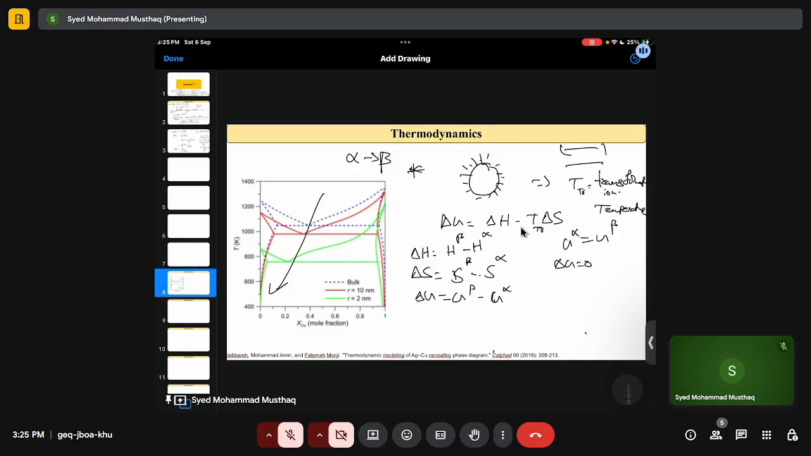So what does that remind us of? Delta H minus T transformation delta S should be equal to 0. This happens only when you are talking about bulk. We are completely removing the surface part. We are not even considering the surface part. And if we consider the surface part, then what happens? See, alpha has some surface energy, beta has some surface energy. Initially alpha has some surface area, beta also has some surface area.